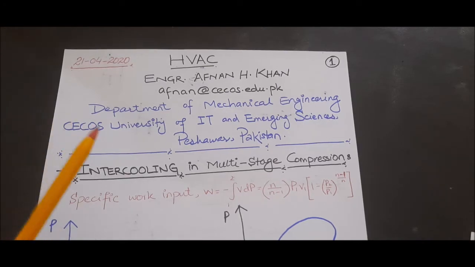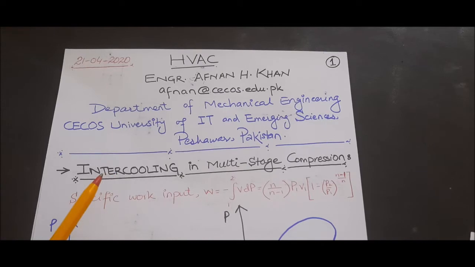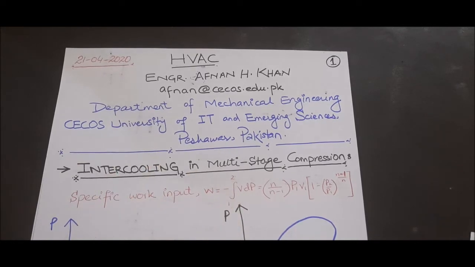Now I have written a specific work input which would be required to give an input work to the compressor. So you can see that it is dependent upon the volume. Now if the volume reduces, it means that the specific work input will be reduced, which obviously will help in saving work, saving energy, and making the process more efficient.